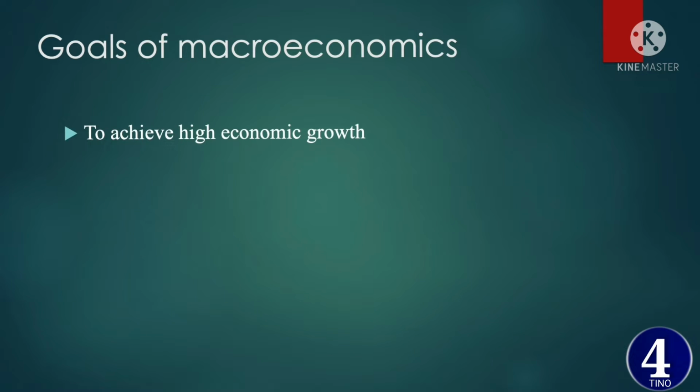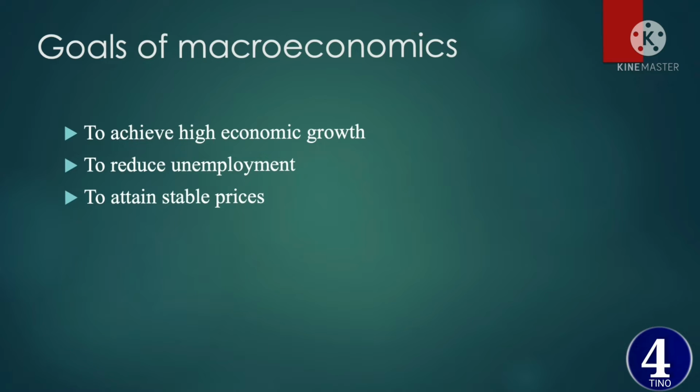The first goal of macroeconomics is to achieve a high economic growth as a country. Every nation should grow, and this growth shall be high. The second is to reduce unemployment. When we say unemployment, it represents the number of people who are jobless currently and actively searching for a job but not able to find one. So we as a country shall reduce unemployment, and it is one of the goals of macroeconomics.